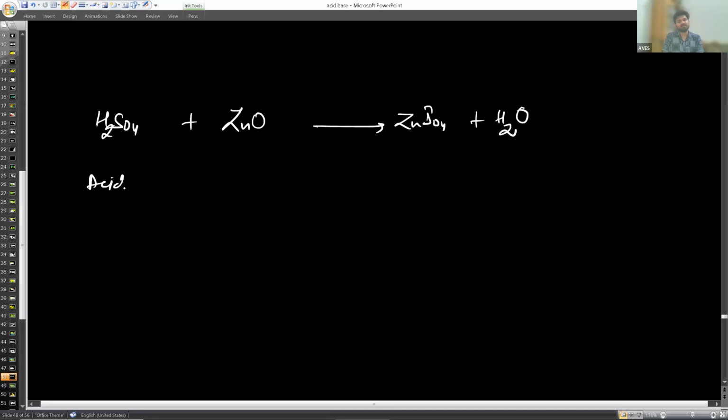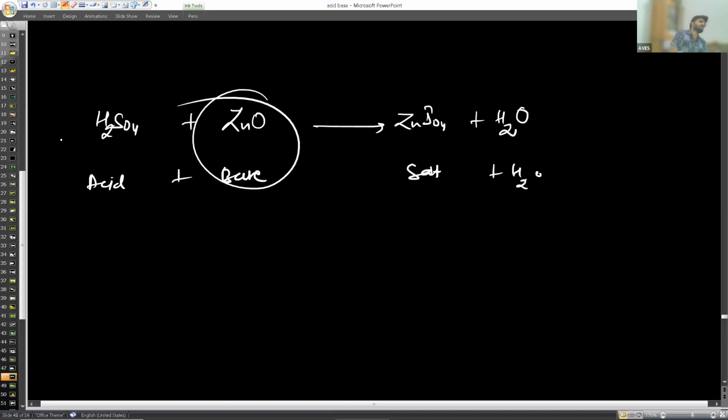Now it is an acid, it is a salt, it is water. So the other reactant must be a base, no? It must be a base here. Yes, sir.